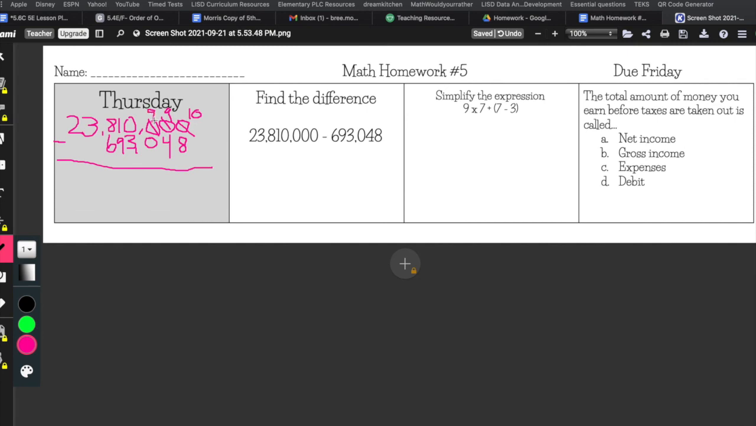Okay, so this has to become a 9. This has to become a 9. This becomes a 0 because I borrowed from it, which now that one becomes a 10, and this becomes a 7. Now you can regroup, okay? If you are not sure why this 0 had to become a 9, bring me your paper at school so that I can help you understand why we had to regroup right there.